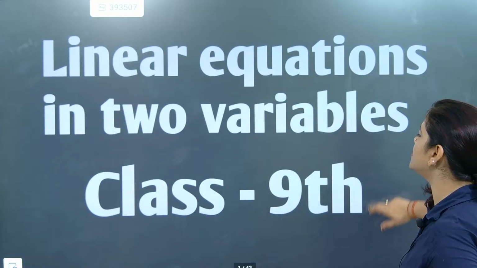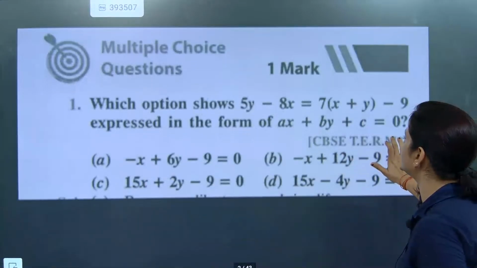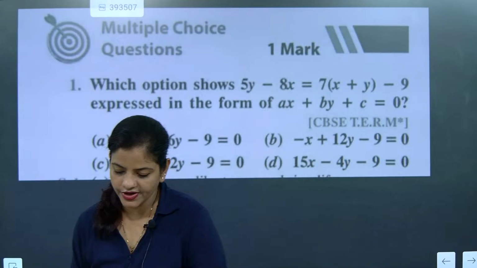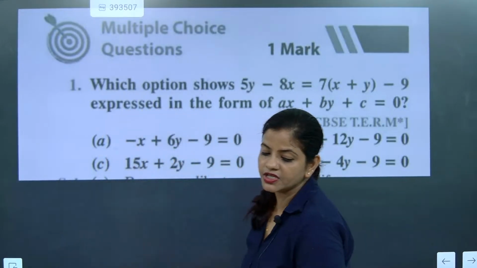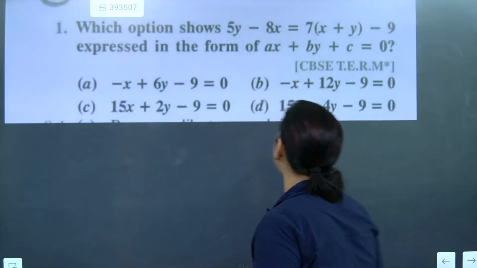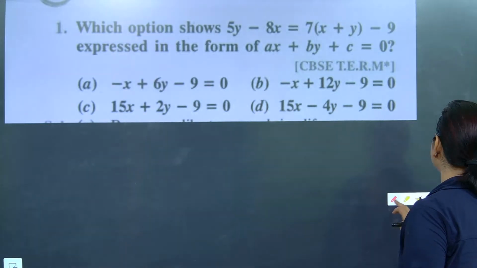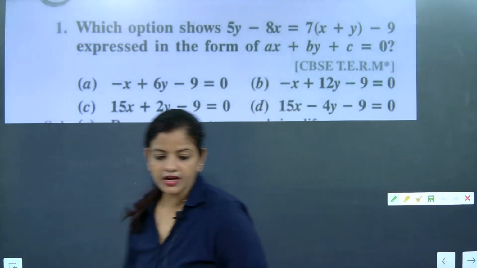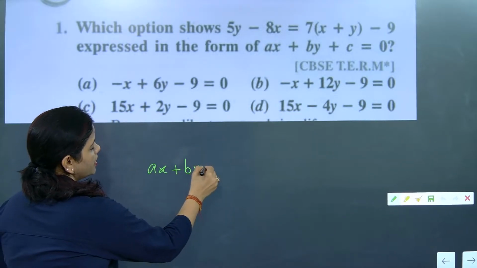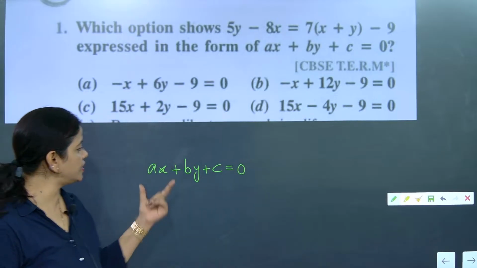So now look at linear equation in two variables, class 9. First, we are going to go with some multiple choice questions to understand what a linear equation is. First, I'll explain what a linear equation is, and then I will explain how a linear equation in two variables is written. Generally we write a linear equation in two variables as ax plus by plus c equal to 0. Understood? So this is exactly a linear equation in two variables.